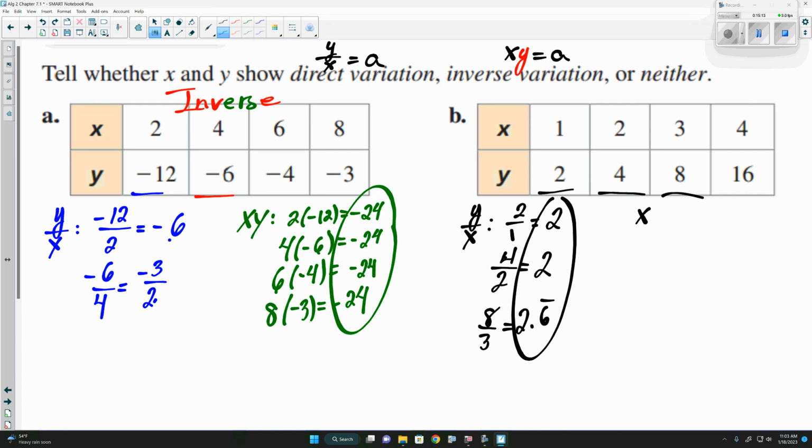Now we can try the other one, x times y. Well, 2 times 1 is 2. Our next one would be 2 times 4, which is 8. Those two are not the same. So that tells us it's not inverse. And if it's not direct and it's not inverse, it has to be neither.